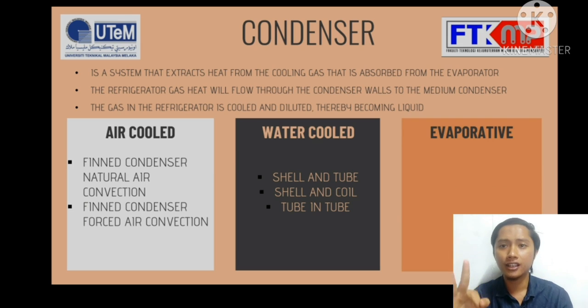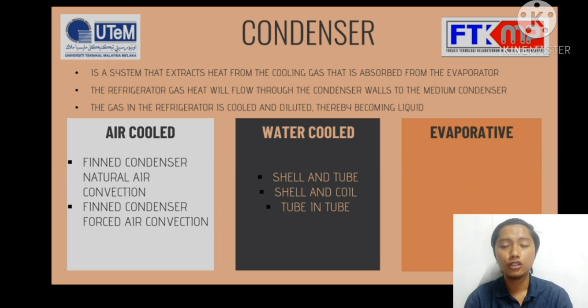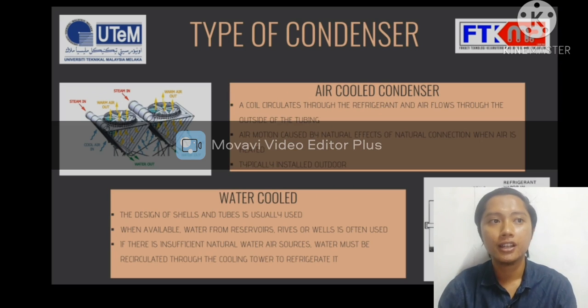There are three types of condenser. Number one is air-cooled. Air-cooled includes fin condenser with natural air convection and fin condenser with forced air convection. Number two is water-cooled. Water-cooled has shell and tube, shell and coil, and tube in tube. Number three is evaporative. For the next slide, I will explain air-cooled condenser.